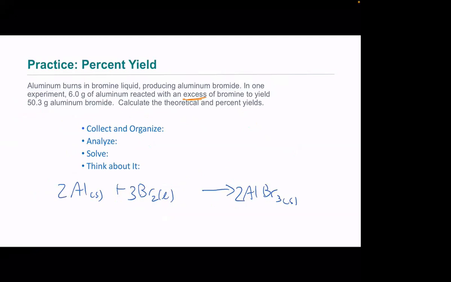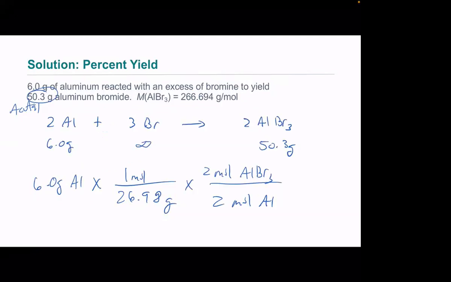Excess bromine, okay, we're good. We're going to want the mass times, and that's why you've already got it, 266.694 grams per mole. And I'll need someone to calculate this out for me. Skip the third one, it's just times 2 multiplied by 2. So it's 6 divided by 26.98 times 266.694. What? 59.3? 59.3 with confirmation.